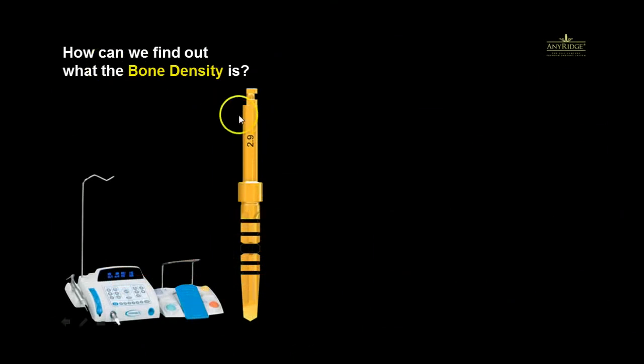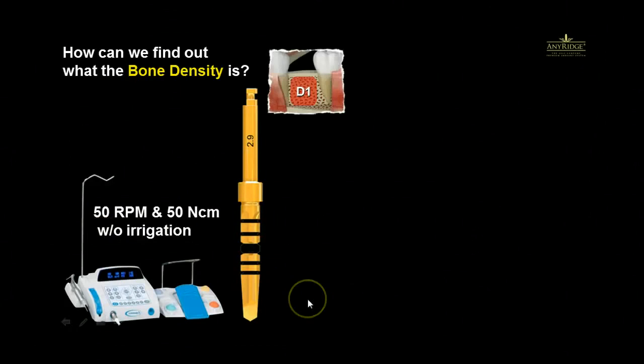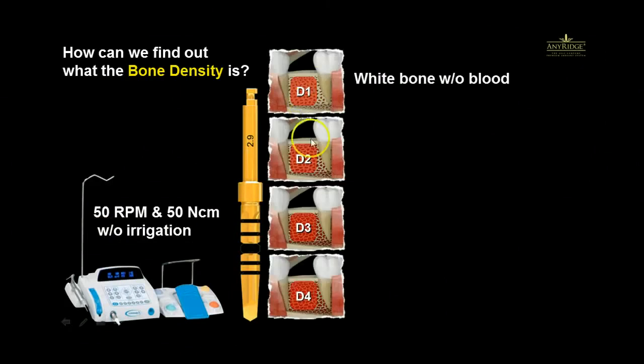You can kind of do a test if you want. It's a really good test to utilize. You don't want to do this with your Lance or your 2.0. You want to wait till about the 2.9 drill and utilize this drill, as its design and cutting features are a little bit different than the others. So after you do your Lance and after you do your 2.0, get your 2.9 drill and then do that with this. You can find out what the bone density is by utilizing your motor at 50 RPM and 50 Newton centimeters without irrigation, okay? And again, you can judge and find out what your bone is by that process.